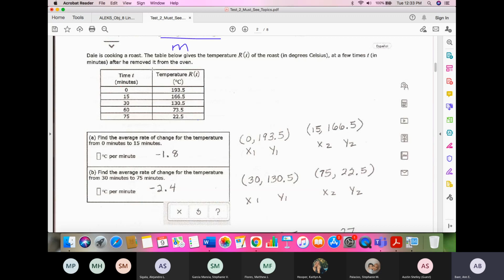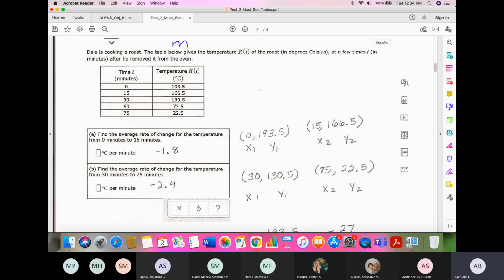So this is what we call a T-table. You can make one part of the T right down here, another part of the T right across here. A T-table just holds ordered pairs. A T-table is nothing more than a collection of ordered pairs. This is one ordered pair here, 0 for the T coordinate, 193.5 for the R of T, also known as the y-coordinate. So what we need to do is find the average rate of change for the temperature from 0 minutes to 15 minutes.